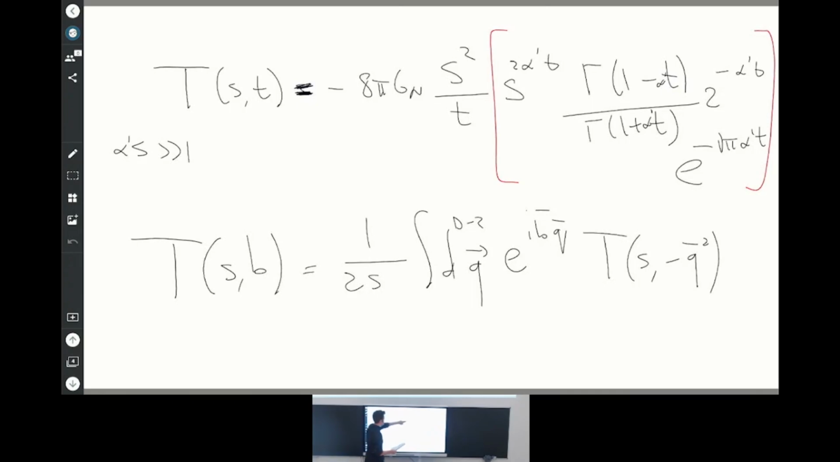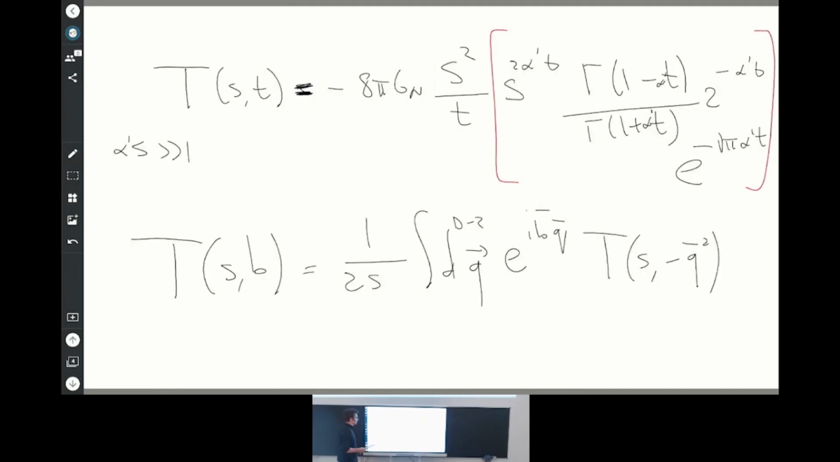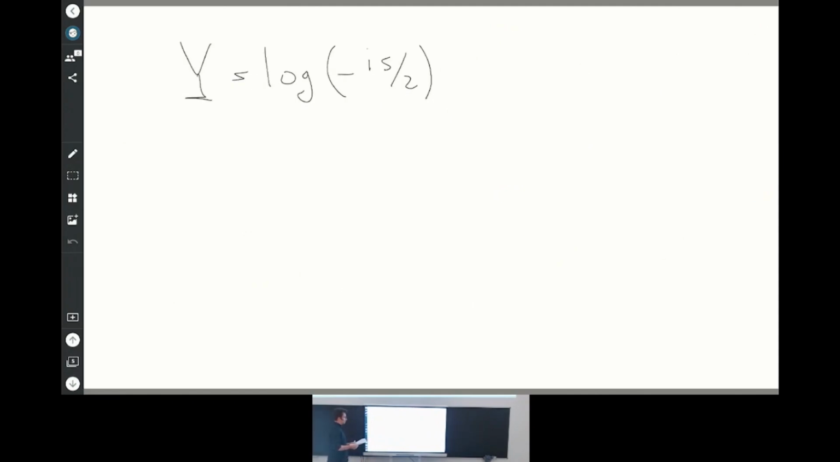First, you have an emergent scale. Let me introduce it. If I put this s into the exponent, it's natural to introduce, let's call it y. It's log minus is over 2, something like this. This is simply coming from taking this s into the exponent and combining it with this phase. And then things will be different.